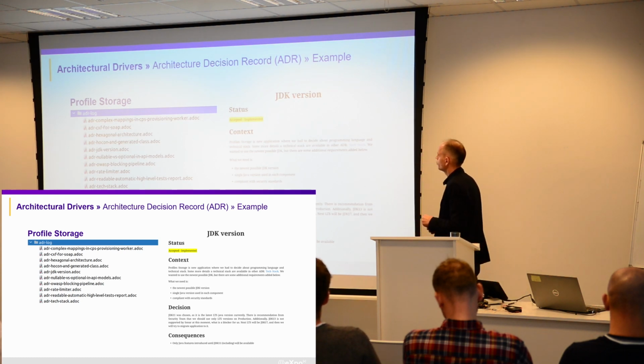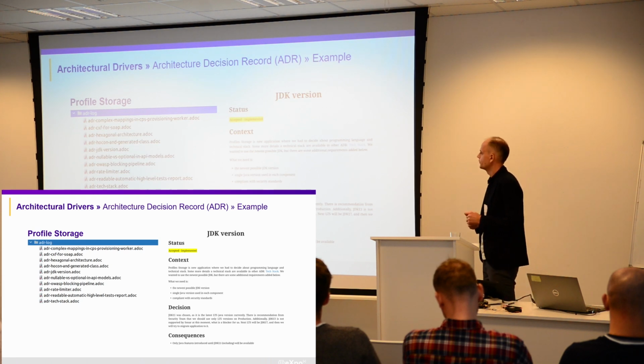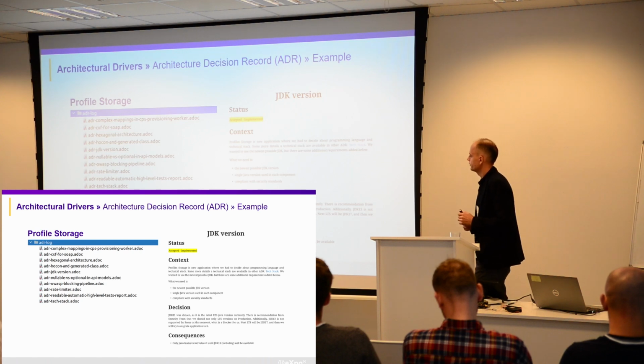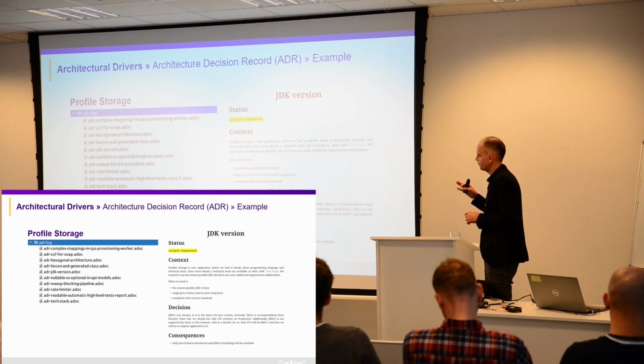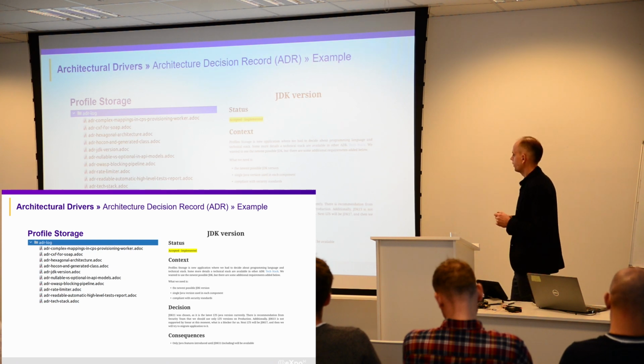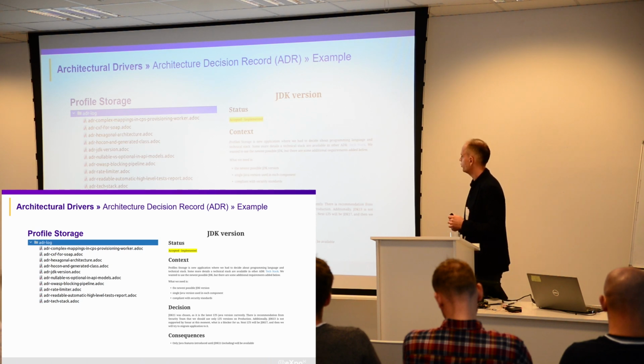Next thing is the documentation of this kind of decisions, and this is the architecture decision record. This is the template which we are using in our applications. So we have the status, context, decision, and consequences. There are different templates. We choose this one because for us it was the most interesting.